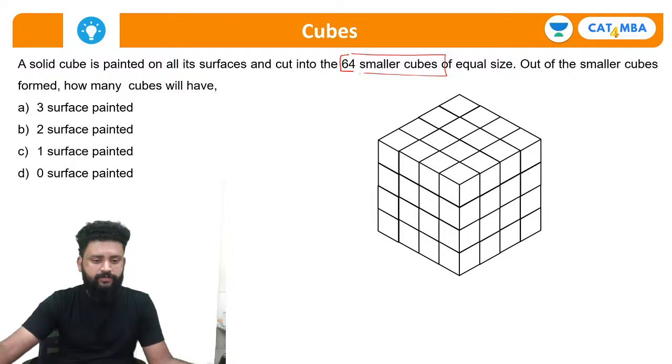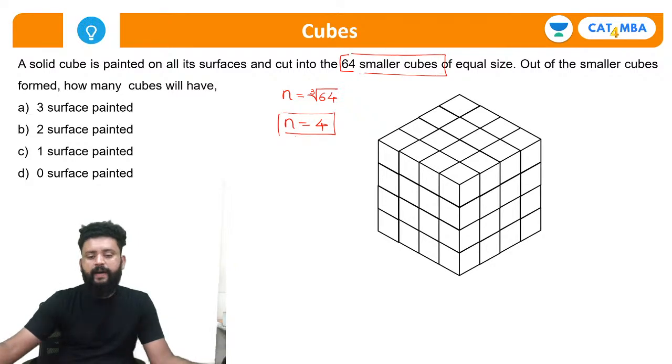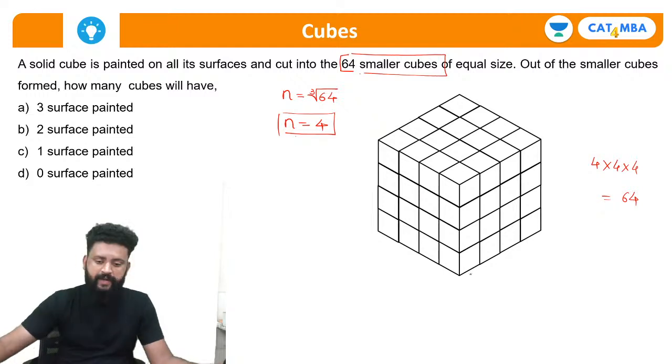It is 64. So first of all, let's find the value of n. n is the cube root of the number of smaller cubes. What is the cube root of 64? It is 4, and that's the clue. You need to cut a cube into 4 by 4 by 4. So a 4 by 4 by 4 structure will definitely have 64 small cubes in it. So this is the value of n, which represents the number of cubes on one edge. If you look at this, there are 4 cubes.